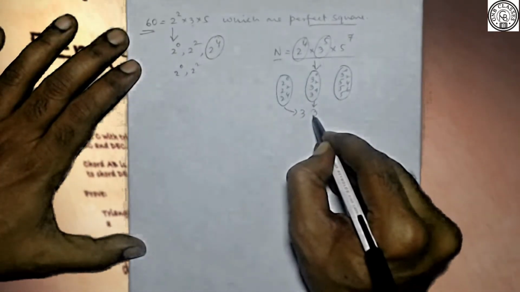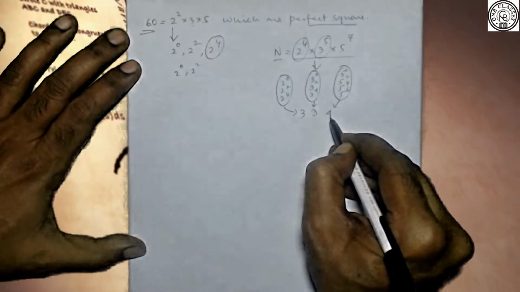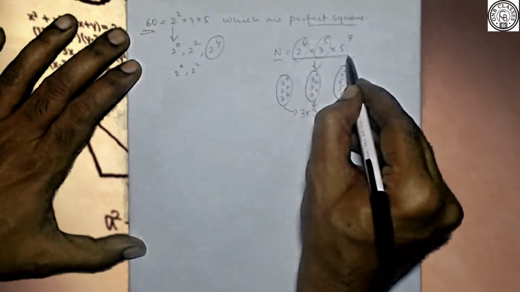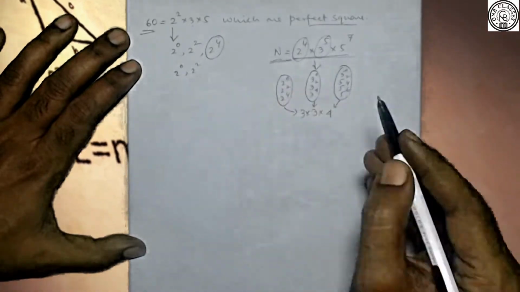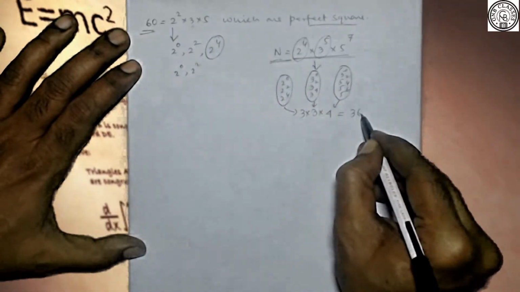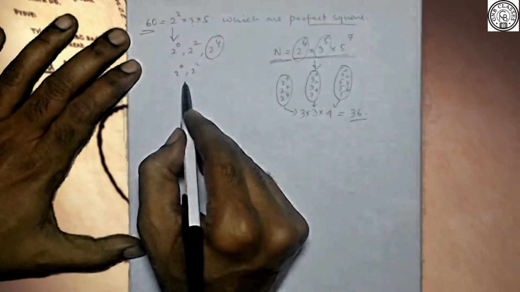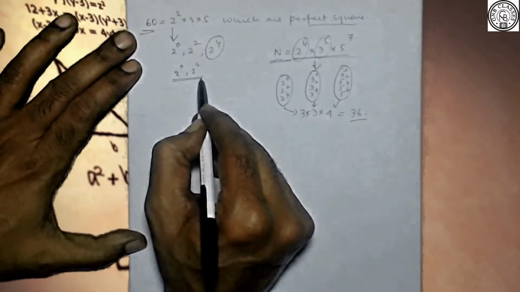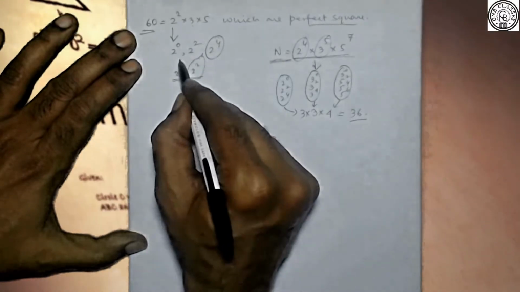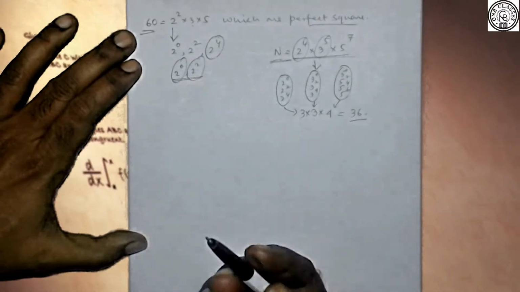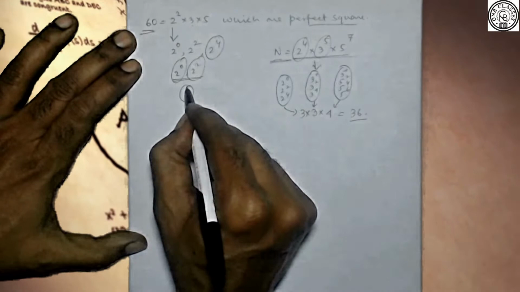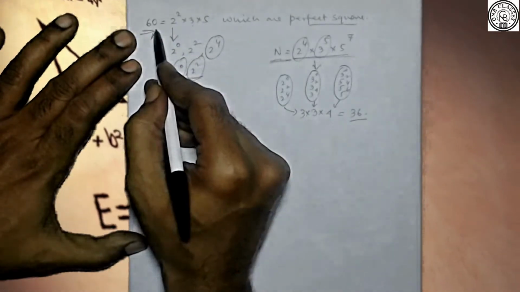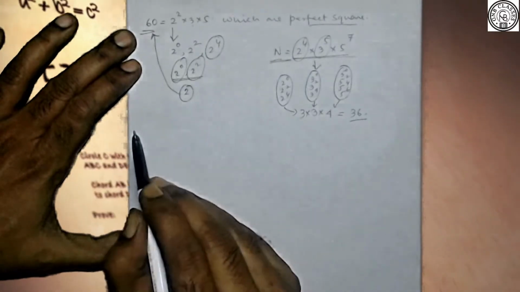From here again it is 3, and from here it is 4. So the total number of divisors which are perfect squares for this natural number will be 36. Is it clear? And for this one, what will happen? Think about it. Here, only 2 square and 2 to the power 0 will be considered. That is, there are 2 such numbers in the divisor set of 60 which are perfect squares.